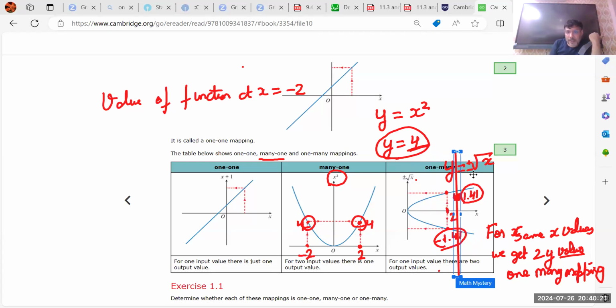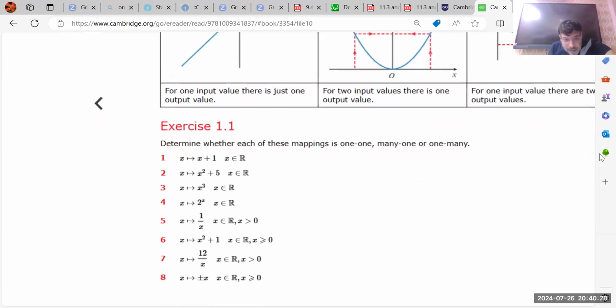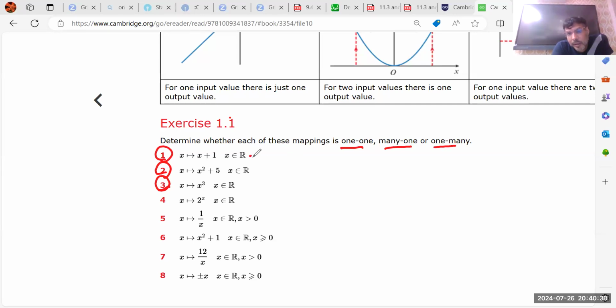Okay. So we'll study this in detail in the coming classes. For now, let's discuss this. So first one, everyone do 1, 2, 3. You have to tell the mapping is 1-1, many-1, or 1-many. So let me do the first one for you. Is the mapping 1-1 or many-1 or 1-many?